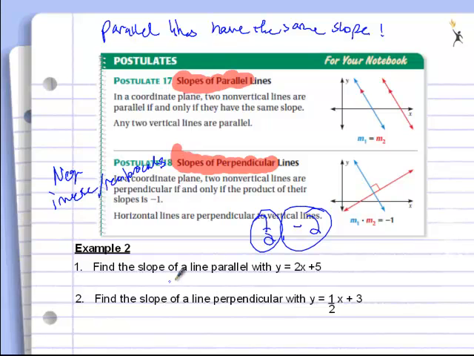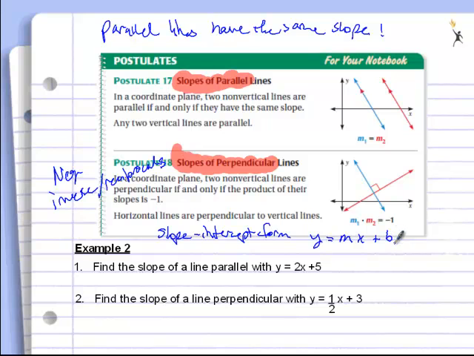Example 2. Find the slope of a line parallel with y equals 2x plus 5. Something that you need to be familiar with very quickly is the slope-intercept form of an equation. You should have already known the slope-intercept form. Those of you who don't, let me give it to you. It is y equals mx plus b.